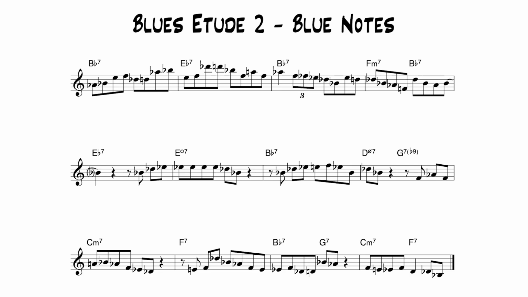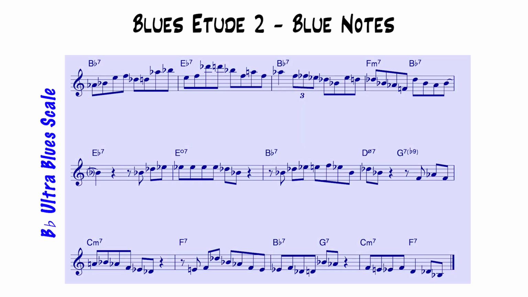Cool, so this is part of a longer etude, but I wanted to highlight these measures. This entire etude uses the B-flat ultra blues scale. What's cool about it is that you can completely ignore the changes, and this ultra blues scale is just simply going to work. So you can play changes, or you can just play the ultra blues scale, or do a mix of both, and you're going to get some nice variety. This is a really nice soloing technique over the blues.